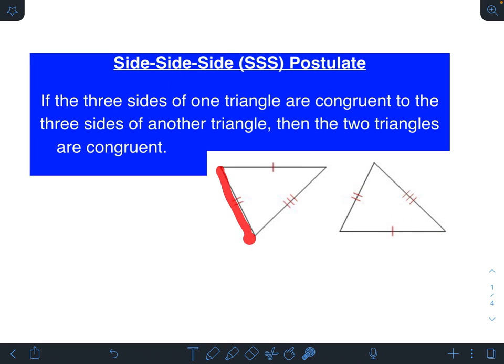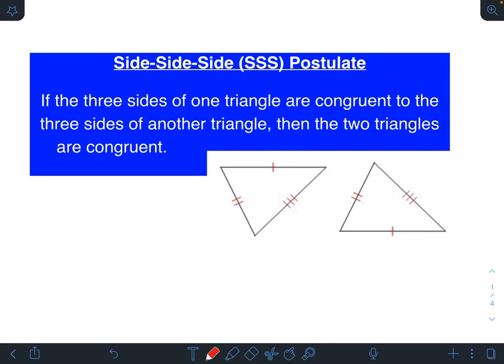Okay, and then we have our second set of congruent sides there. We can tell they're congruent because they have those little marks there. And then a third set of congruent sides. Hence, side postulate. The name tells you everything. Okay, we also refer to this as SSS.